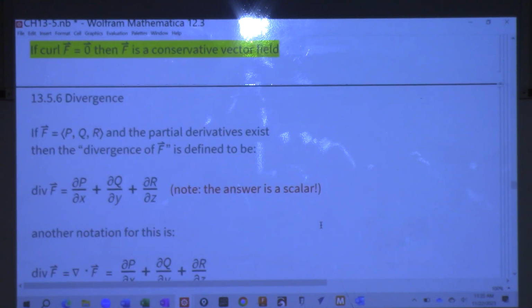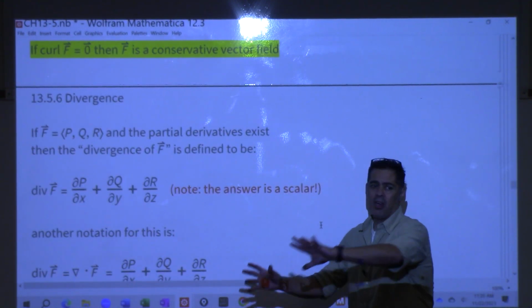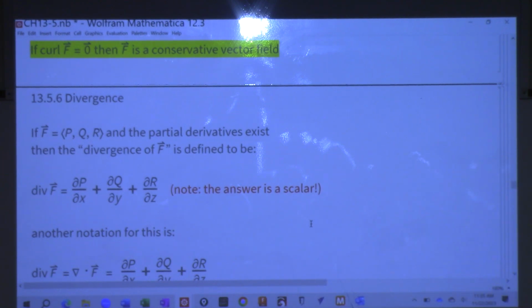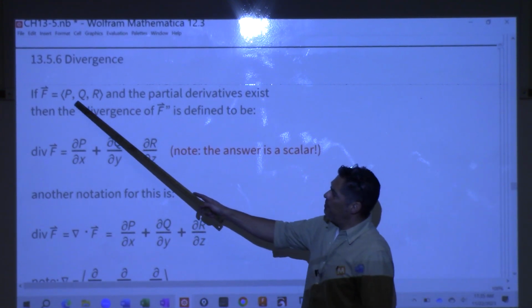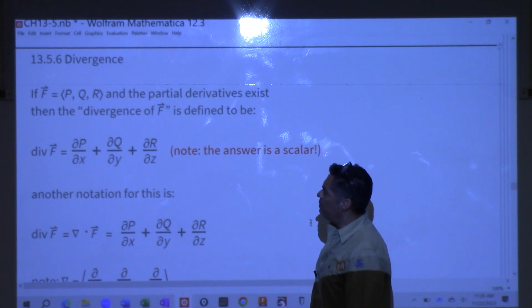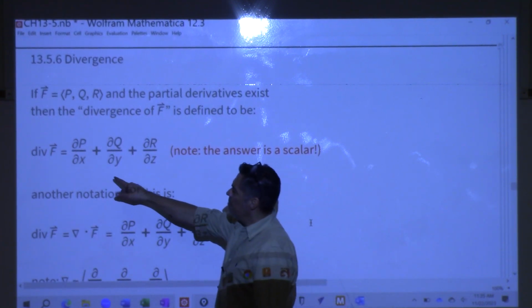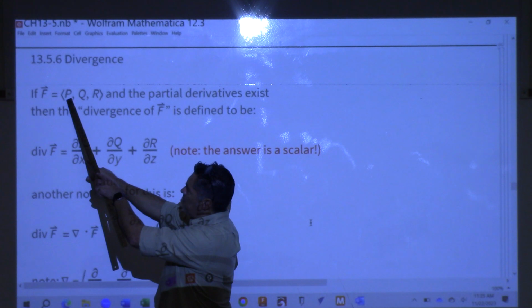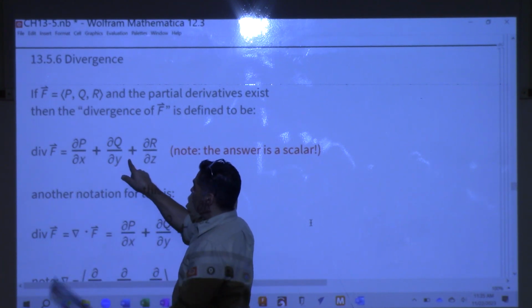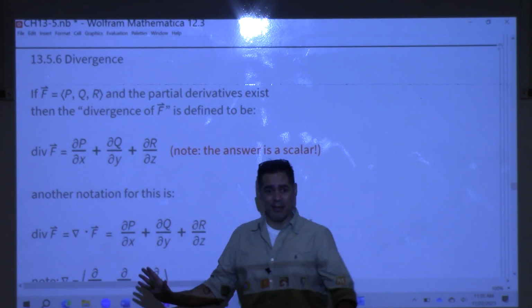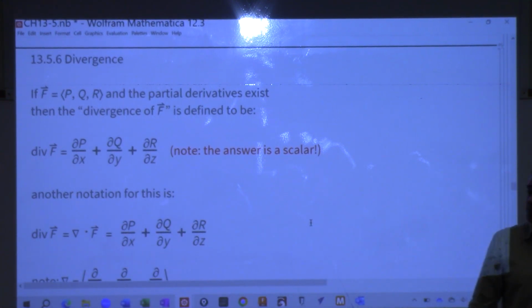Divergence. All right, so that's curl. Done with curl. Now let's talk about divergence. This is the easier one to calculate. For divergence, if somebody gives you a vector field, PQR, to calculate the divergence, all you're going to do is take the partial of that with respect to x plus the partial of that with respect to y plus the partial of that with respect to z. That's it. It's a very simple computation. You're just doing three partials and adding them together. That's it.